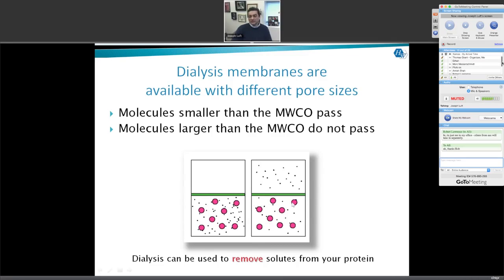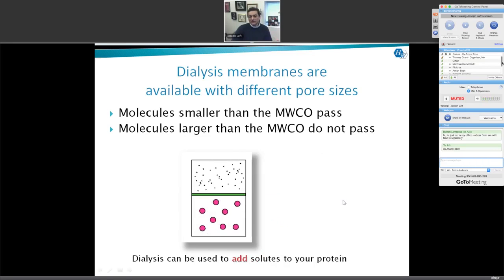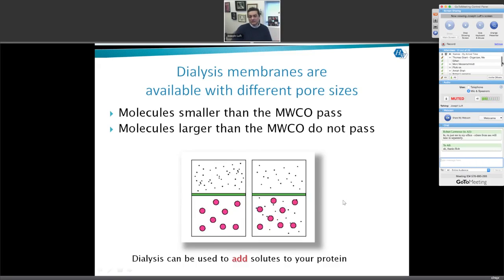If you basically leave the experiment to equilibrate, what will happen is the small molecules that can pass through the membrane will equilibrate against the reservoir and reach a constant concentration. The concentration of the protein is going to remain the same unless it comes out of solution, because it can't pass through this membrane. So you can use these dialysis techniques to pull salts away from your protein, or you can use them, in this case, to add salt to your protein to let it slowly dialyze in.